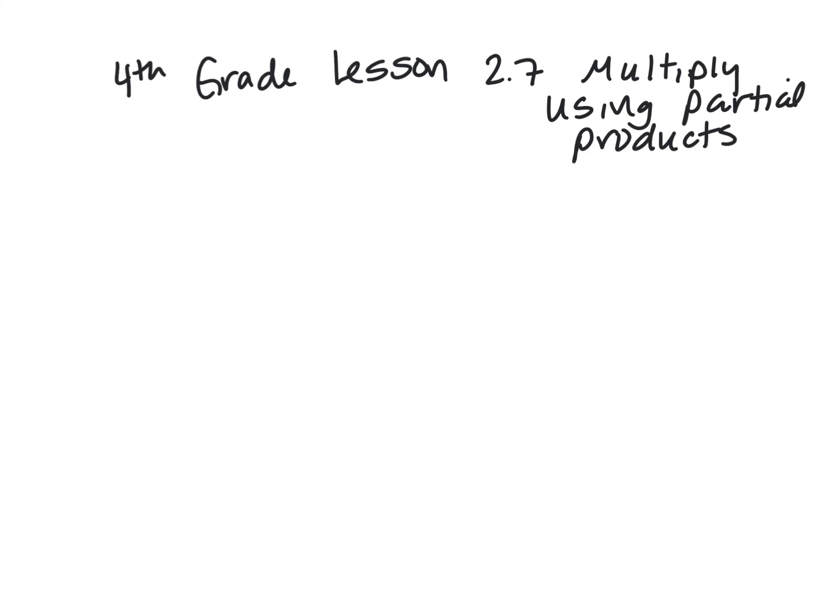Fourth grade, lesson 2.7 is multiply using partial products. Again, this is letting your brain understand what's going on with the expanded form, pulling that over in our partial products into the standard algorithm you will use, but helping your brain make sense of why we multiply the way we do, why we use the algorithm we do. So these past few lessons are just slowly building up to the standard algorithm you will use to multiply with multiple digit numbers. And so let's go ahead and have a look at how the next step goes.